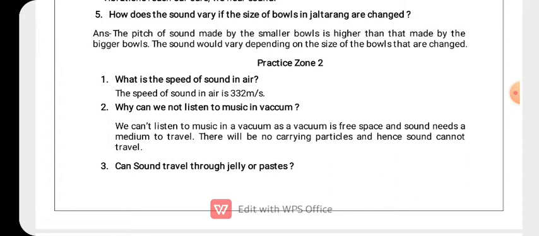Next is practice zone 2. What is the speed of sound in air? That is 332 meter per second. Why we cannot listen to the music in vacuum?